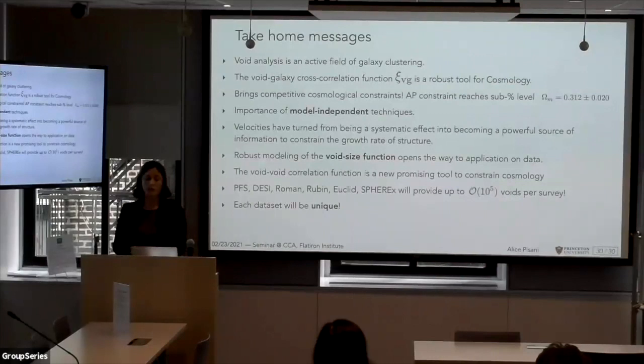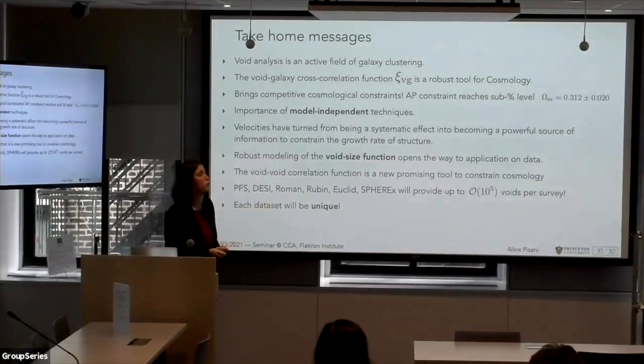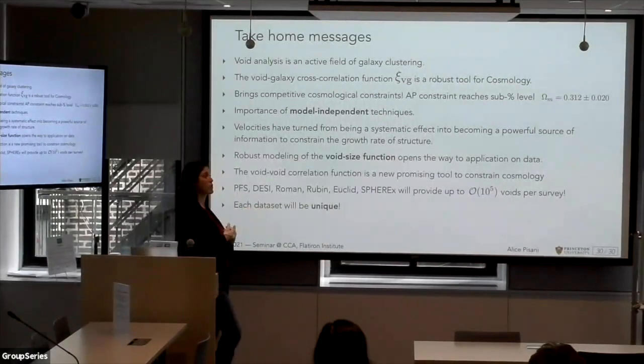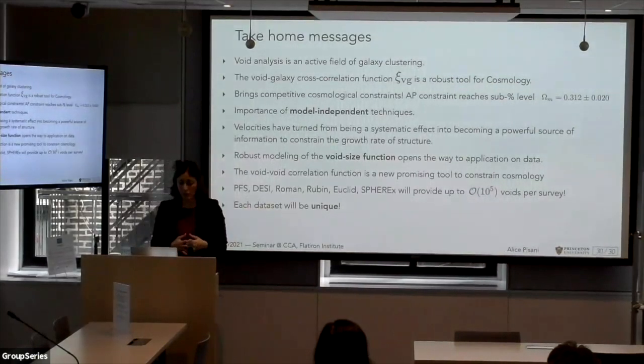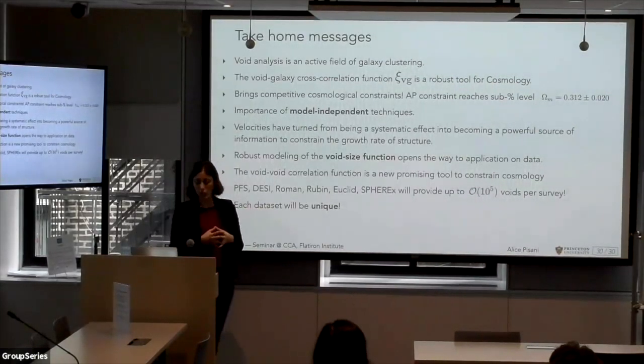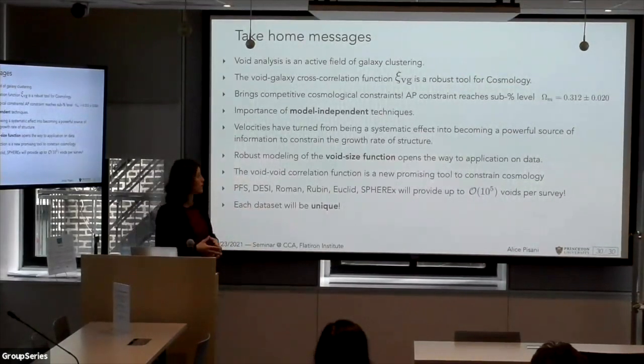Velocities have turned from being a systematic effect into something that we can use as a powerful source of information to constrain the growth rate of structure. And we are also moving towards a full modeling of the void size function that will open the way to its application to data for upcoming surveys. I also mentioned the void-void correlation function as a new promising tool to constrain cosmology.